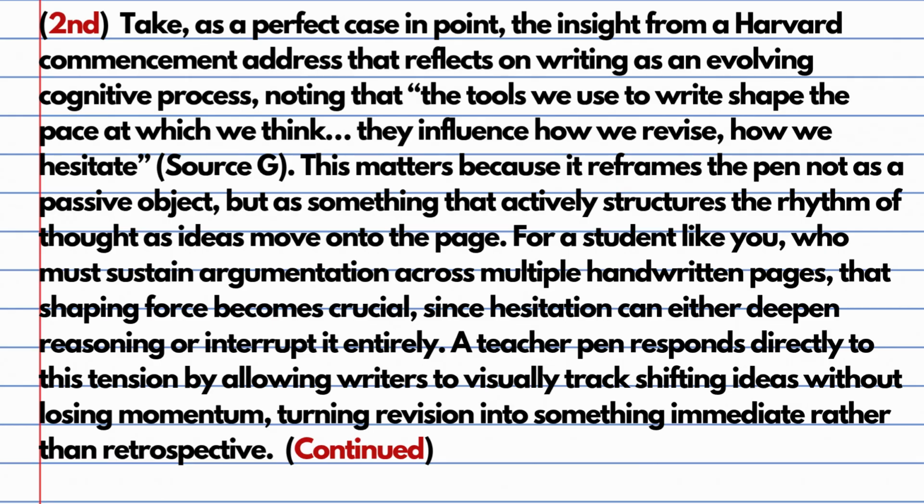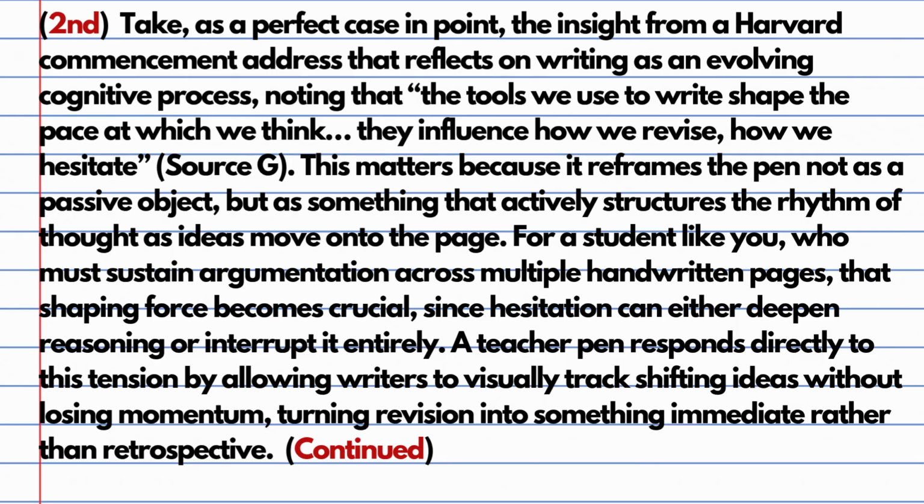So from here, whenever we quote, we got to analyze. This matters because it reframes the pen not as a passive object, but as something that actively structures the rhythm of thought as ideas move onto the page. For a student like you who must sustain argumentation across multiple handwritten pages, that shaping force becomes crucial since hesitation can either deepen reasoning or interrupt it entirely. A teacher pen responds directly to this tension by allowing writers to visually track shifting ideas without losing momentum, turning revision into something immediate rather than retrospective.